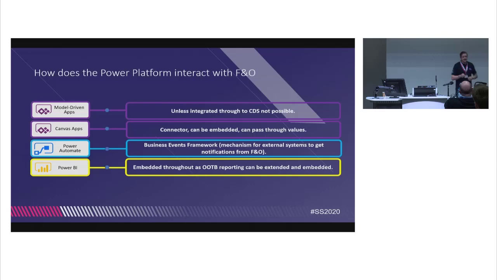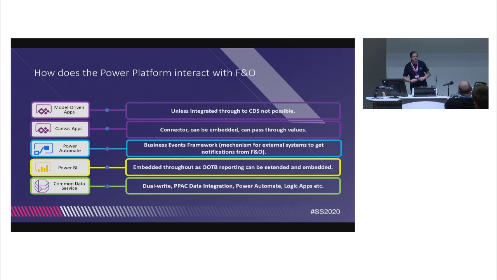Moving on from that, we have the Common Data Service. Now, we can use the CDS with finance and operations. CDS is my favorite data platform to use. You can, of course, use Dorrington, your Power Platform Admin Center data integration aspects, which we'll be looking at today, and I'll tell you why we're looking at that instead of Dorrington. You can, of course, use Power Automate and Logic Apps.